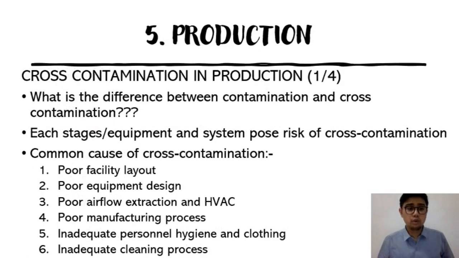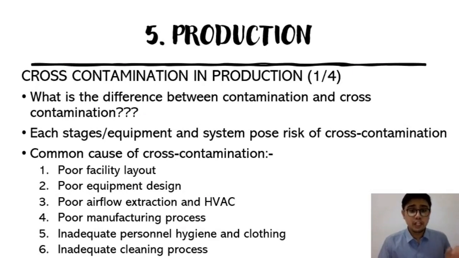Now we will discuss cross-contamination in production. I want to ask, what is the difference between contamination and cross-contamination? Contamination is a spoilage of product with unknown contaminant, while cross-contamination, or what we call mix-up, means the product is contaminated with a known contaminant, like paracetamol contaminated with aspirin. That's just an example.